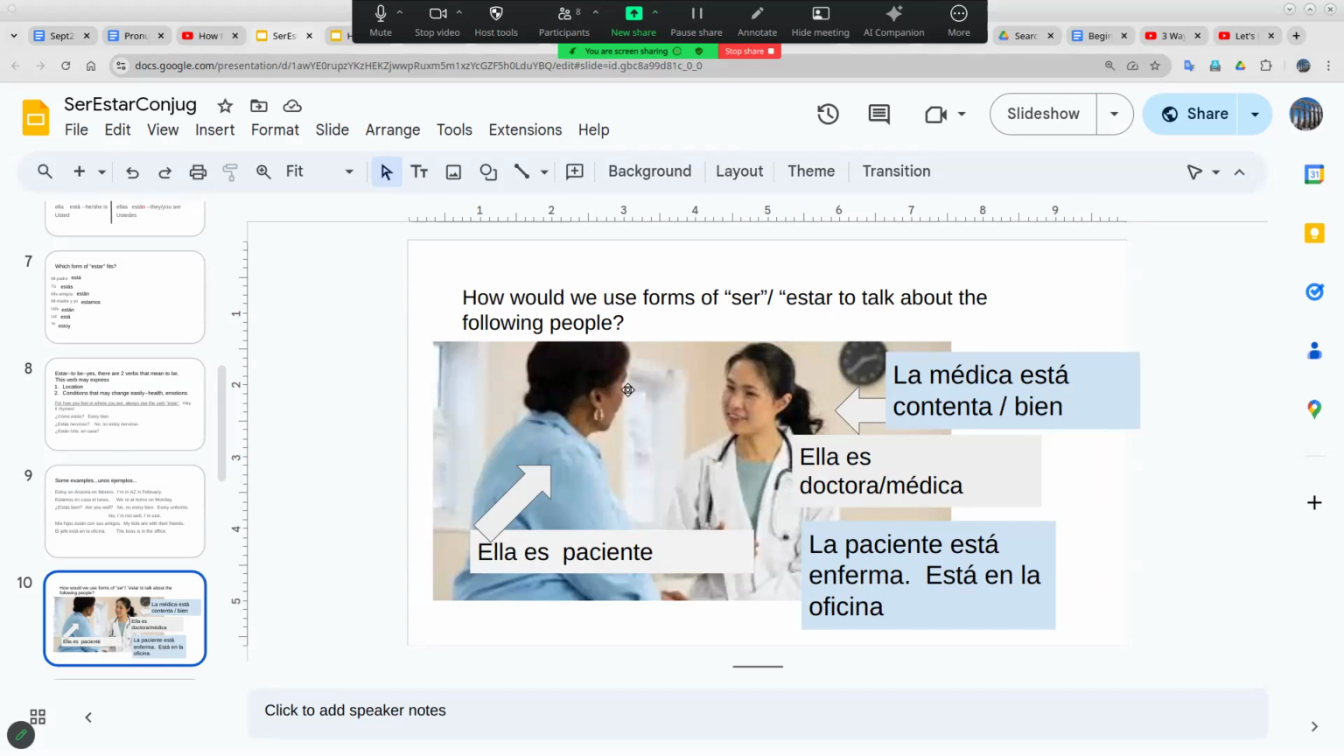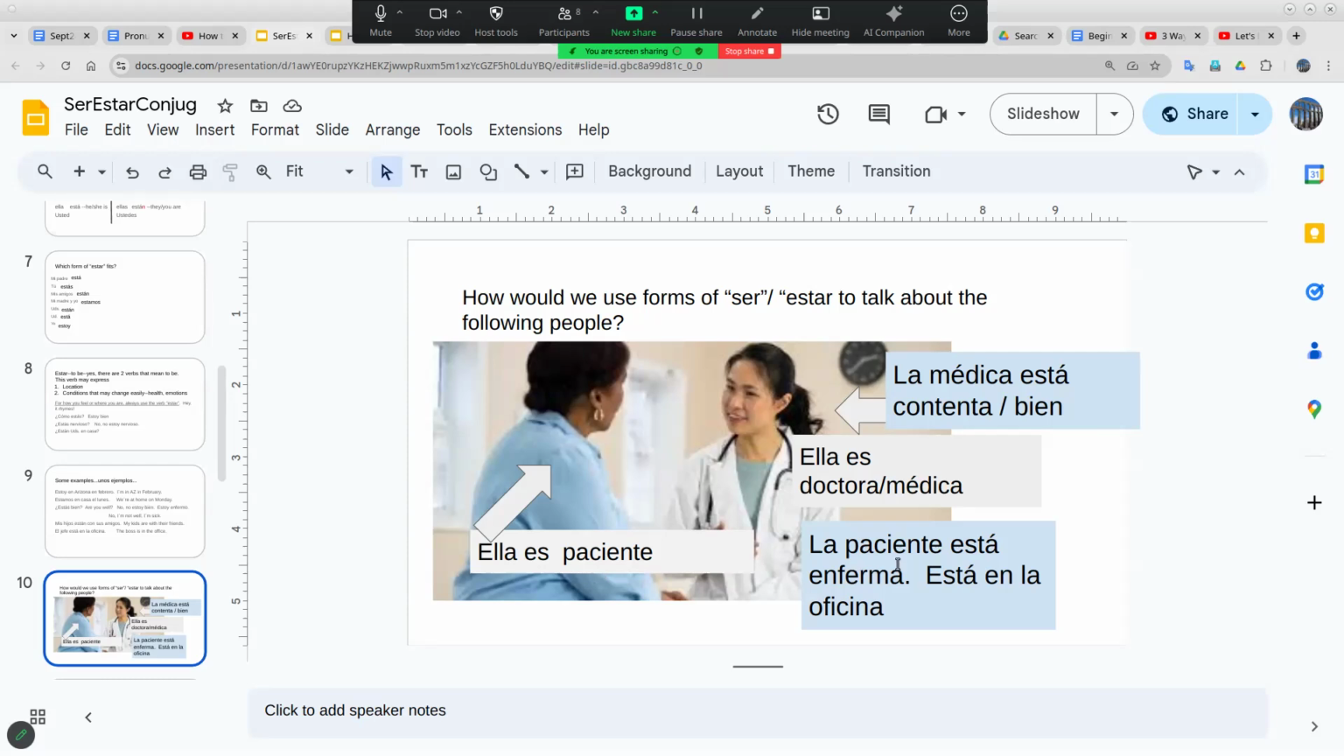If I talk about this picture, en contexto, in context. Obviously, this woman here on the right is not the doctor. She doesn't have the little lab coat on, doesn't have the stethoscope. So if I say who she is, I identify her. Ella es paciente. Es paciente. She's a patient. I may or may not use the word ella with that because I'm seeing a picture and it's obvious. Es paciente. Ella es paciente. She's a patient.